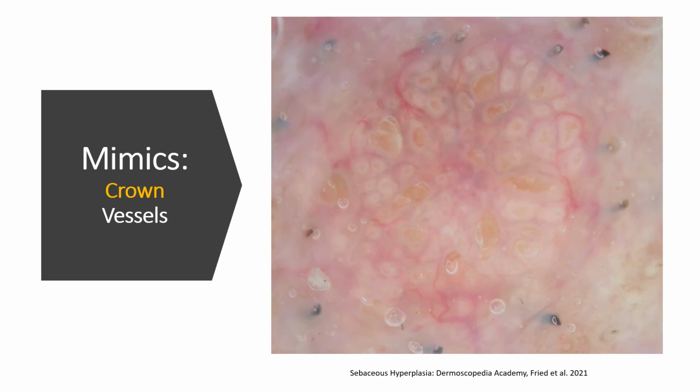The crown vessels in sebaceous hyperplasia can also appear to branch, but these vessels hug the border, they are blurry, and they don't cross the midline. And then you can see these yellow globular structures within the center.